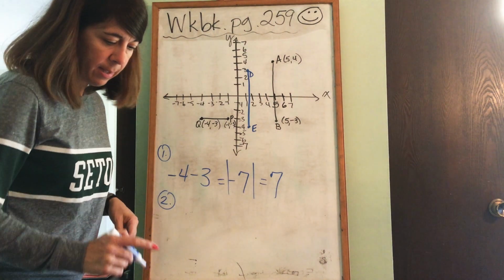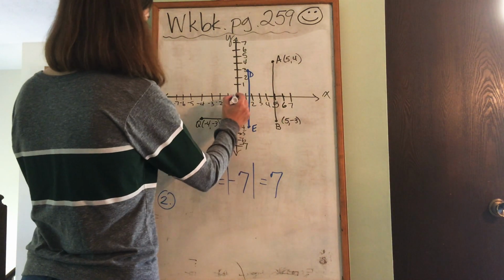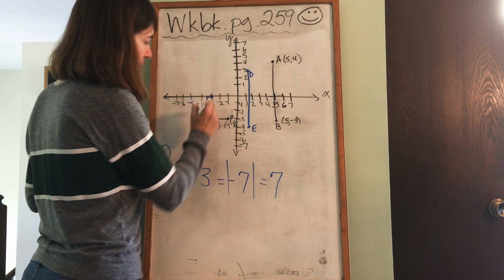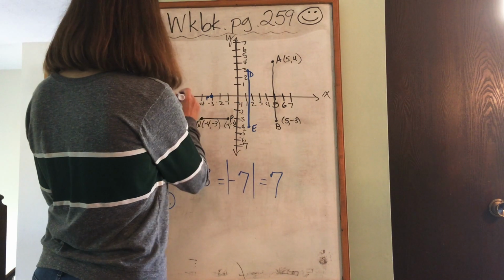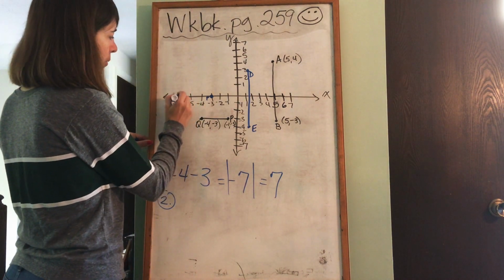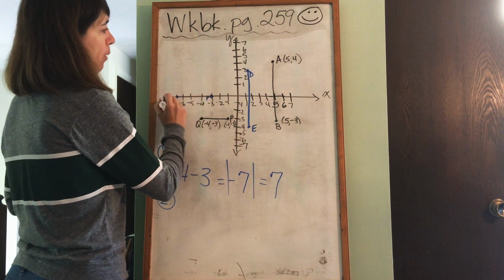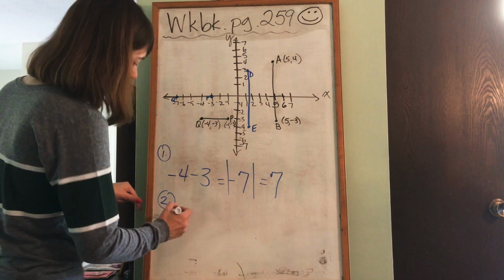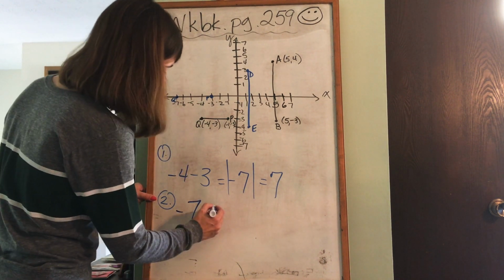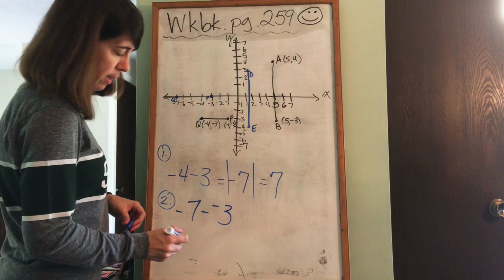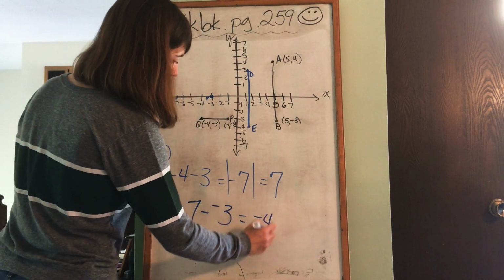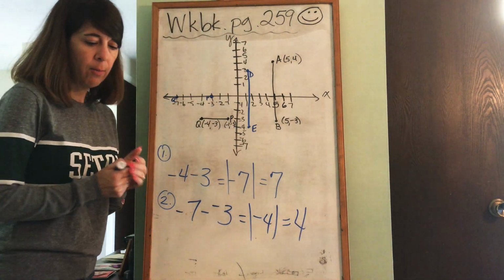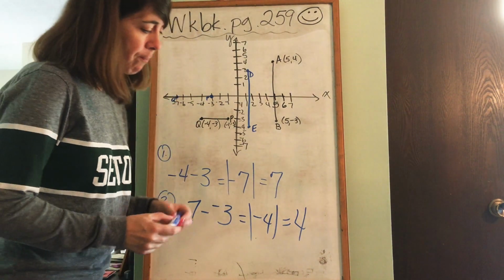Number 2, P is negative 3, 0, so we go over to negative 3, and we stay on the axis there because it's 0, and that is point P, and then point Q is negative 7, 0. Negative 7, 0 is Q. Okay, that's right there on the x-axis, so we're going to be subtracting the x's. So we'll take negative 7 minus a negative 3, and then we get negative 4, which we absolute value, and get 4 for our distance. Okay, let's take a look at workbook page 260.